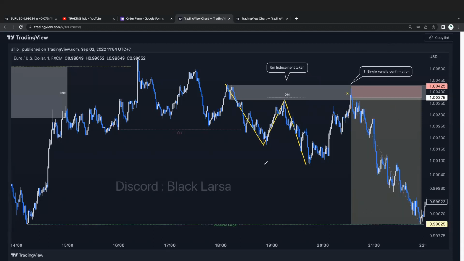There are different examples here. This one is a demand. This one could be like this one's reaction, go higher, fill this and tap on this order block and go higher. Same thing happened here. This can be a flip, tap here and go higher.